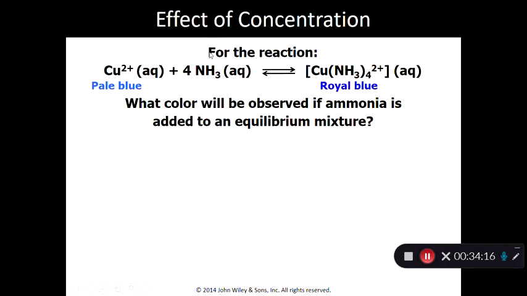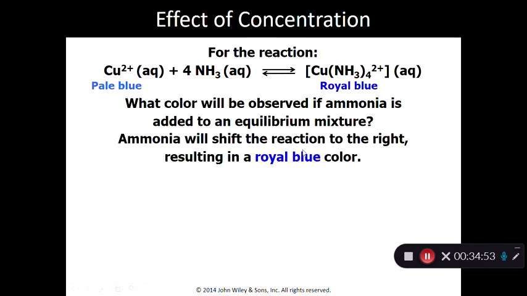NH3 is added by the chemist. The system is going to use that additional NH3. The system shifts to the right, so we are going to see royal blue color. If you add NH3 here, we see more royal blue color. When you work in the lab, this color change represents that the system prefers royal blue. The system shifts to the right, or the forward reaction is favored.